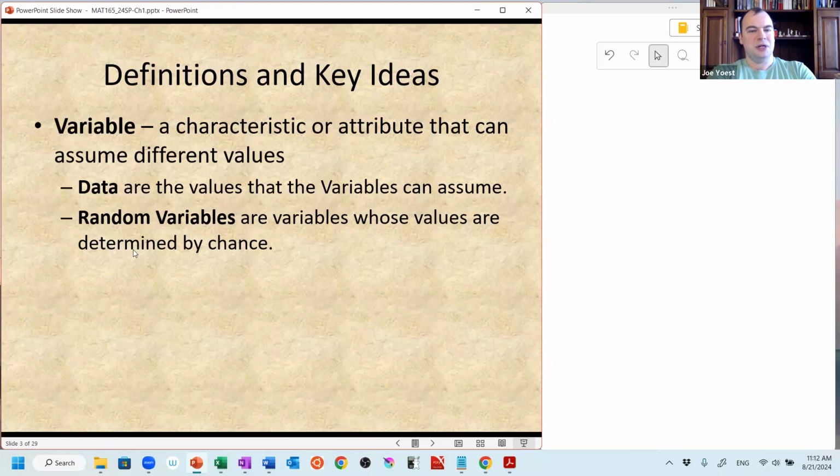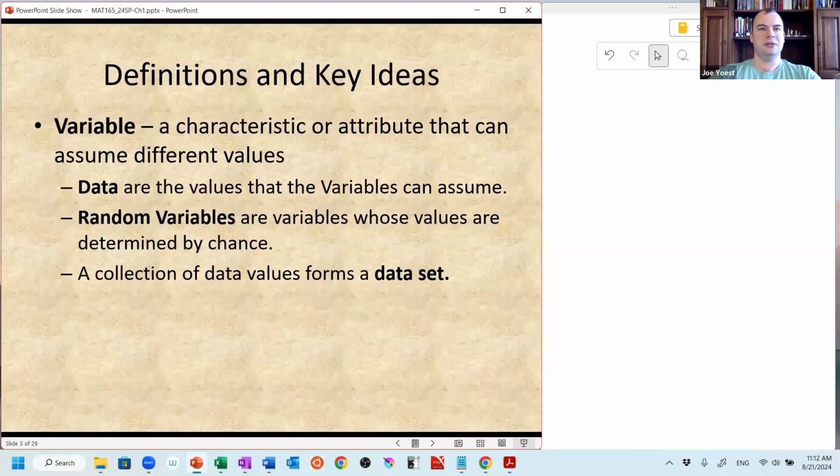Random variables are variables whose values are determined by chance or by randomness. A little short digression here. We'll talk a little more about this in chapter 4. When we say randomness, it's not exactly clear what we're talking about. When I say that a variable is random or that it's determined by chance, it's not 100% clear what I mean by that.